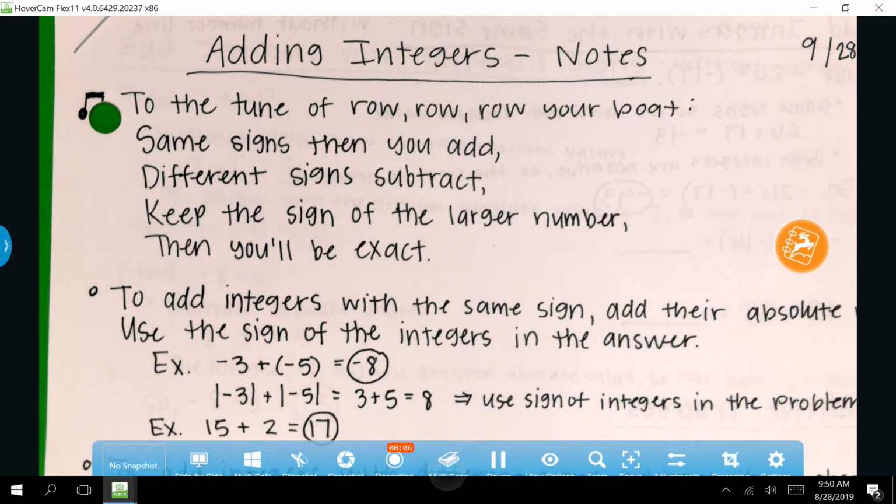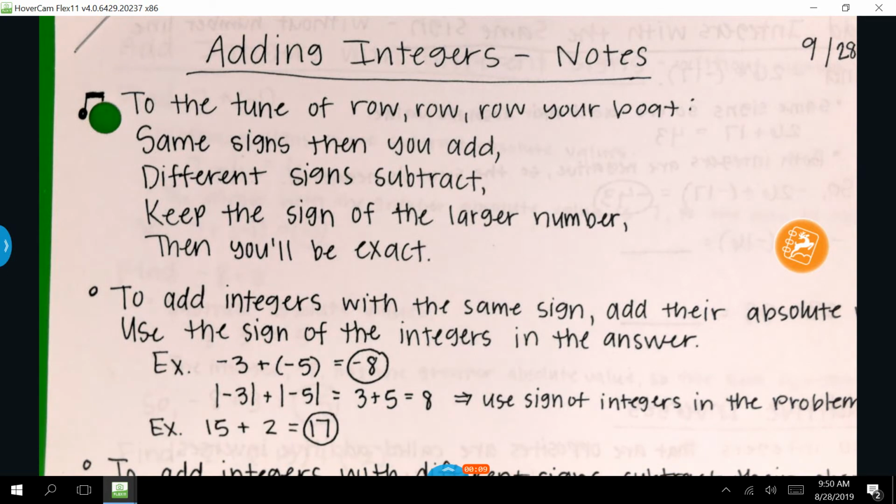Alright, we are moving on today. So we are learning how to add integers. But we're not just adding like 2 plus 3. We know how to do that. We're going to learn how to add negative integers and positive integers. Okay? Good.